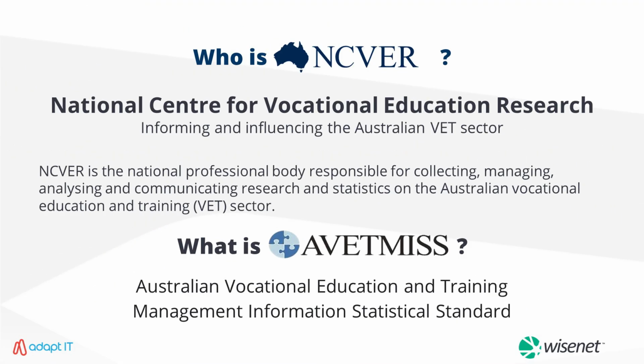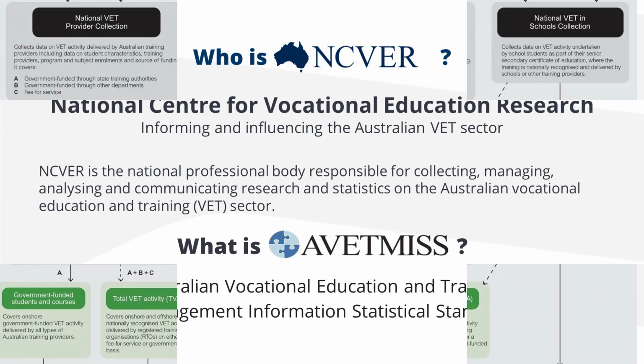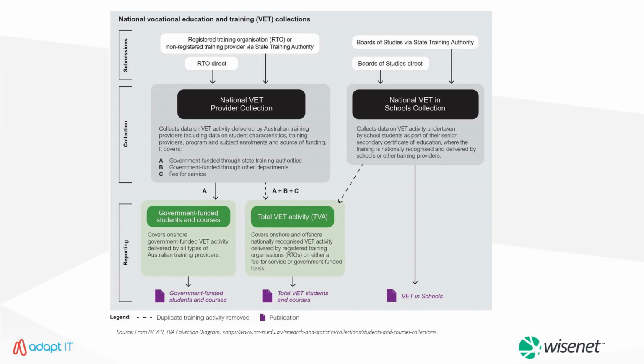The National Centre for Vocational Education Research, NCVER, is the national professional body responsible for collecting, managing, analysing and communicating research and statistics on the Australian vocational education and training (VET) sector. This is done through the collection of training provider data according to the AVETMISS reporting standards, which stands for the Australian Vocational Education and Training Management Information Statistical Standard. All Australian RTOs are required to submit AVETMISS data at least once a year.